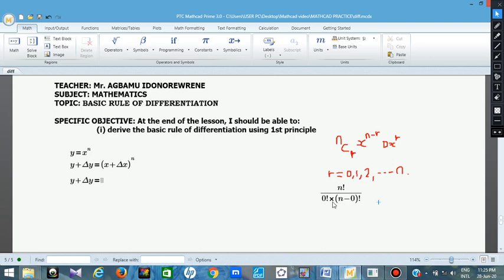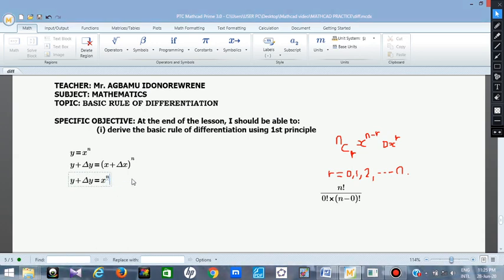If you simplify this, you discover that n factorial will be in the numerator. 0 factorial is 1. When you check with your calculator, it will give you 1. Then n minus 0 is n factorial. So n factorial divided by n factorial, at the end of the day, your answer is 1. So the coefficient is 1. So you are only left with x raised to power n minus r. And what is r? You are picking the first value of r, which is 0. So n minus 0 gives x raised to power n. So my first term of my expansion here is going to be x raised to power n.